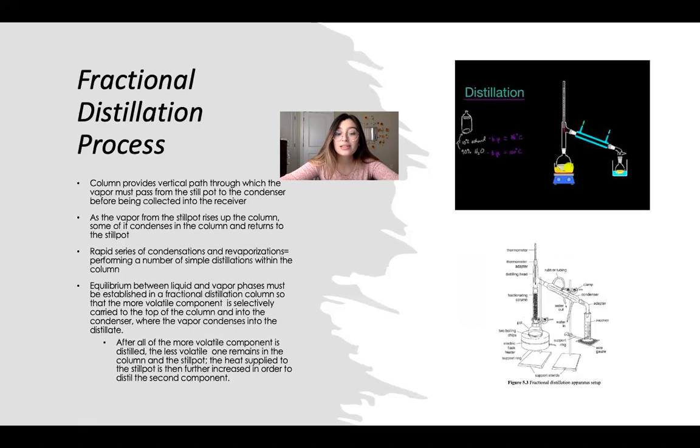The heat supplied to the still pot is then further increased in order to distill the second component. Okay, so all of this basically means is in your still pot, you're going to have a mixture of 2 components. The component that has the lower boiling point is the one that is going to distill out into the receiver. And we're going to put the temperature up a little bit more, and the second one is going to distill out as well. But keep in mind, the first one that's going to be coming out is the one with the lower boiling point.